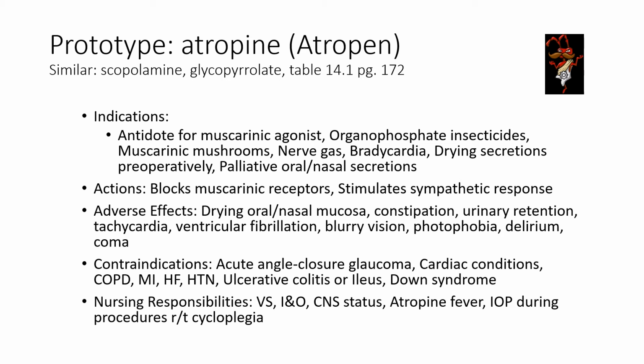Ulcerative colitis is a gastrointestinal disease, and remember, what's this drug doing? It's turning off the gastrointestinal system by blocking the parasympathetic. So you're going to get constipated. You're going to get less peristalsis, less secretion. So it can really aggravate gastrointestinal diseases. And Down syndrome is there only because people with Down syndrome have heart conditions. They can have holes in their heart. They can go into heart failure. So that's why Down syndrome is there.